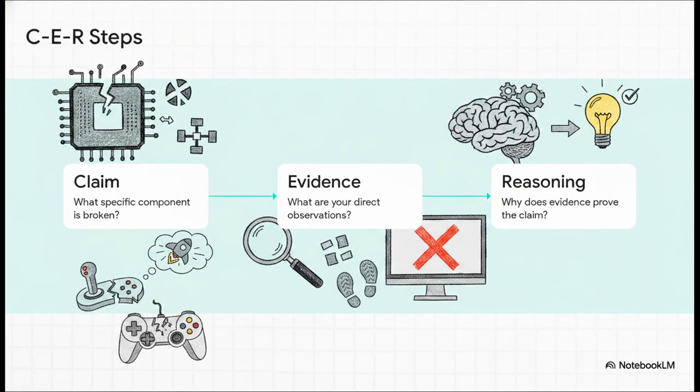Here's how it works. Step 1 is your claim. What specific component is broken? Step 2 is evidence. What are your direct, undeniable observations from the scene? And step 3 is reasoning. Why does that evidence logically prove your claim is correct? Breaking it down like this transforms random guessing into actual professional IT analysis.